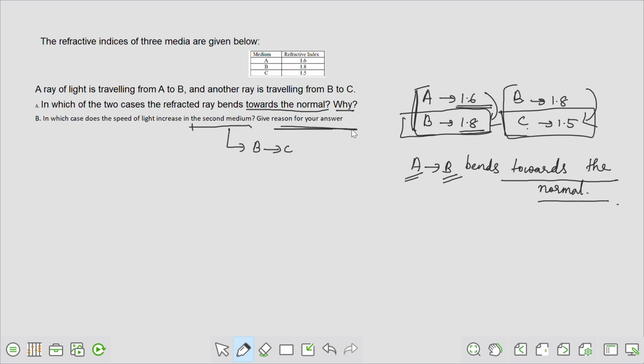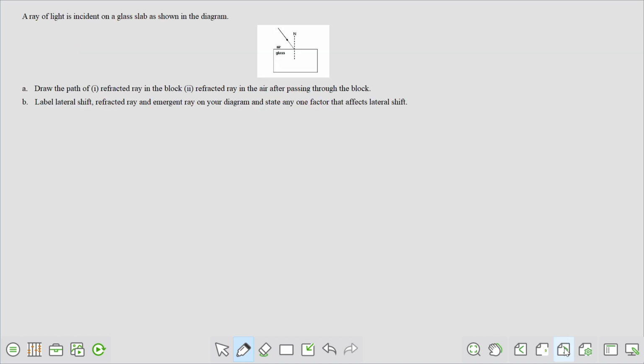Why? What is the reason? Very good. B is optically denser, C is optically rarer. So when a light ray passes from optically denser to optically rarer, the light ray bends away from the normal, which means that the speed of light is more. So let's move to the next question.